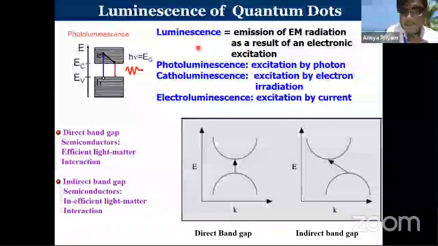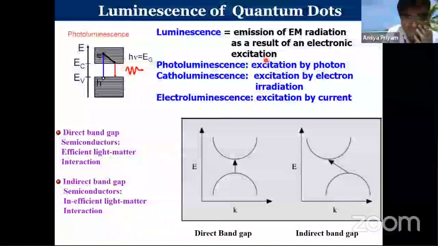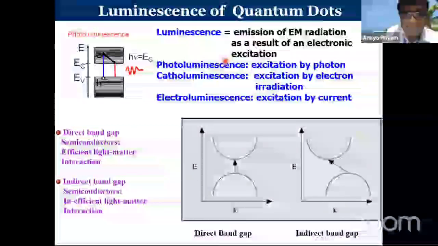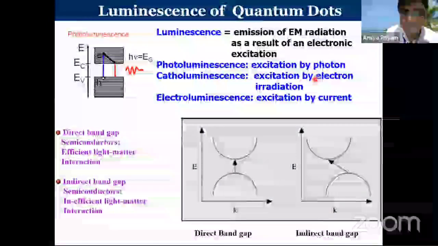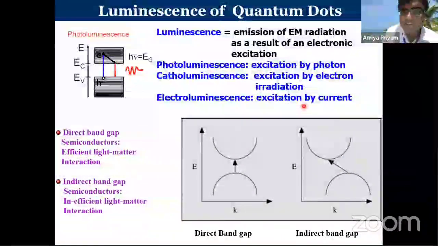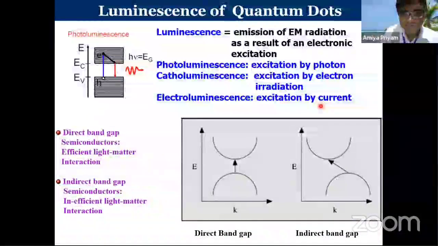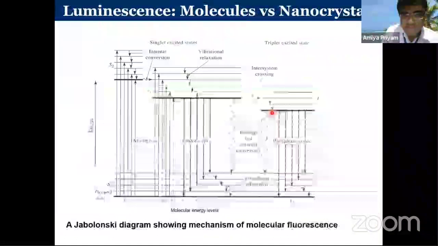And luminescence basically is emission of electromagnetic radiation as a result of electronic excitation. How you carry out that electronic excitation, how you create that excited state, gives classifications such as photoluminescence, that is excitation by photon, or electroluminescence, when you drive a current through a circuit and the electrons are excited, and when they relax back to the ground state, they emit light. So electroluminescence and photoluminescence are both very well studied for these systems. These are typical textbook things, the Jablonski diagram.